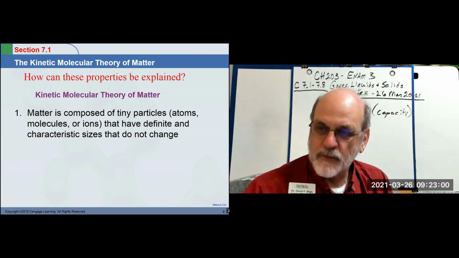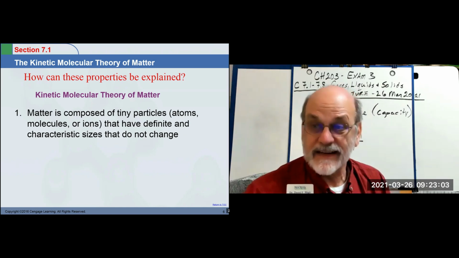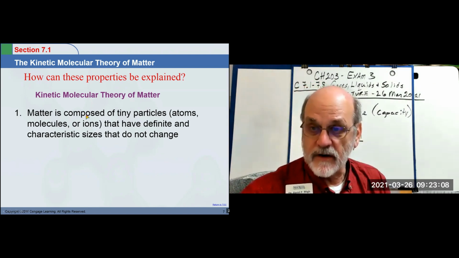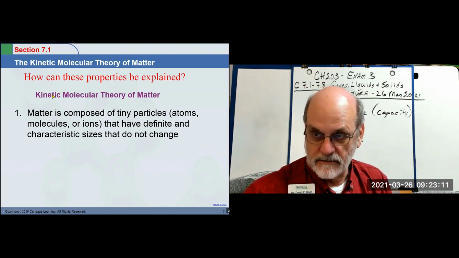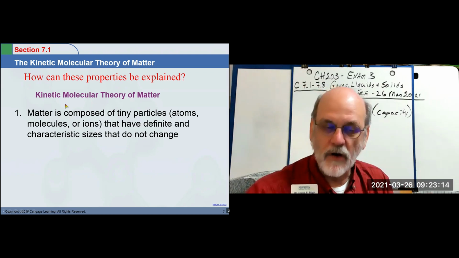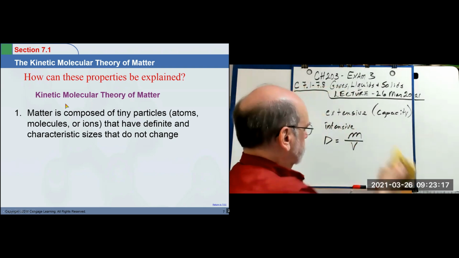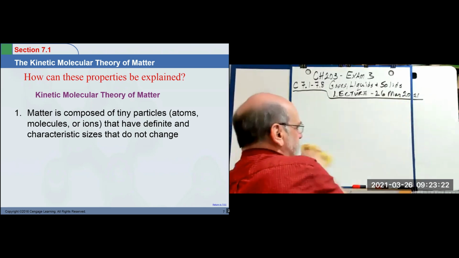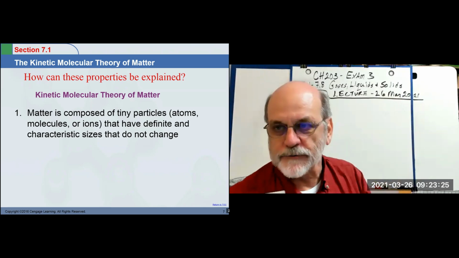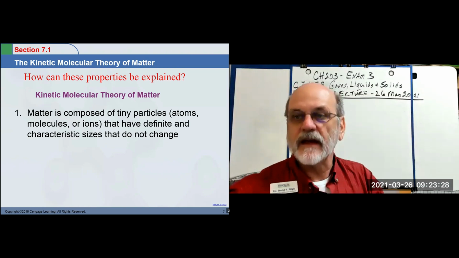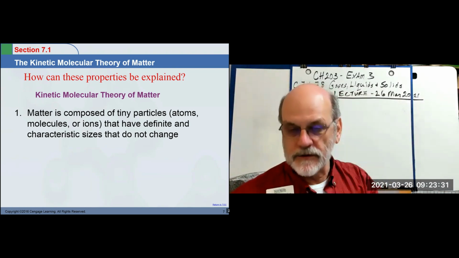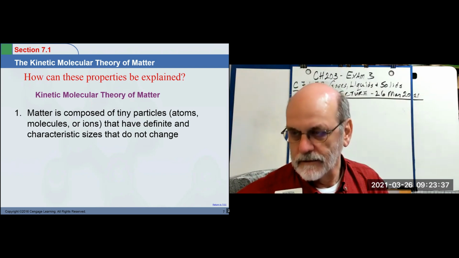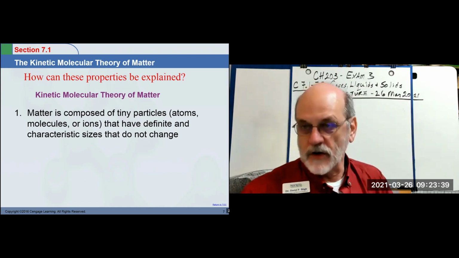So, explaining these properties, I've introduced the topic, but I didn't give it a name, right? Talking about how those molecules interact. There is a theory that addresses this topic. It's called the kinetic molecular theory of matter. In fact, the kinetic molecular theory was first proposed for gases, and then it was expanded to include liquids and solids. But its earliest understanding was in terms of gases.